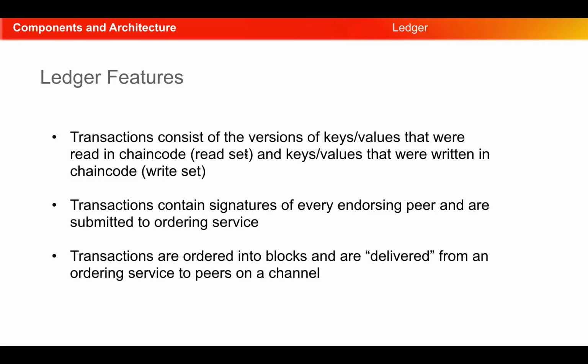Next, a transaction consists of the versions of key-value pairs that were read in the chaincode, which is called the read set, and the key-value pairs that were written in the chaincode, which is called the write set. The transaction contains the signature of every endorsing peer and is submitted to the ordering service. The transactions are ordered into blocks and are delivered from the ordering service to peers on a channel.